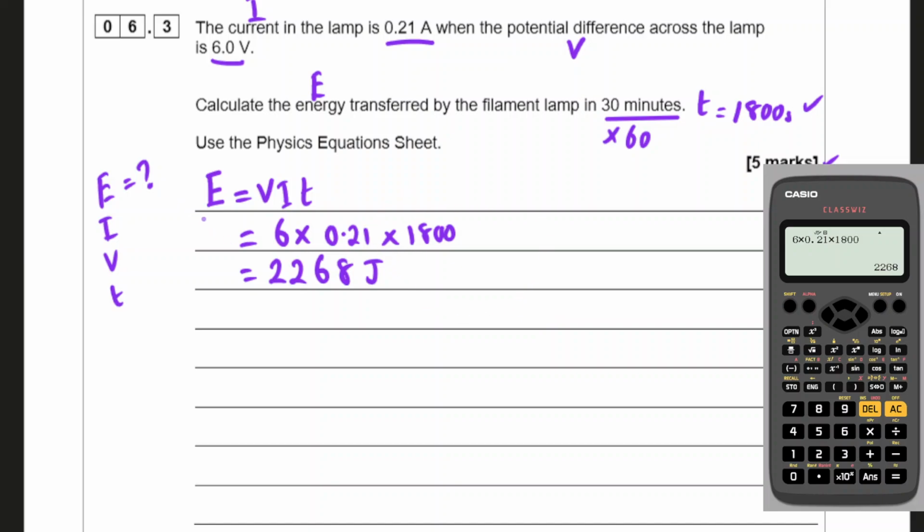Now, if you don't have this equation in the equation sheet, because they're asking you to use the equation sheet, it's worthwhile checking that across. There's another way of doing this as well. So let me show you the marking scheme, the way they actually accept the answer.